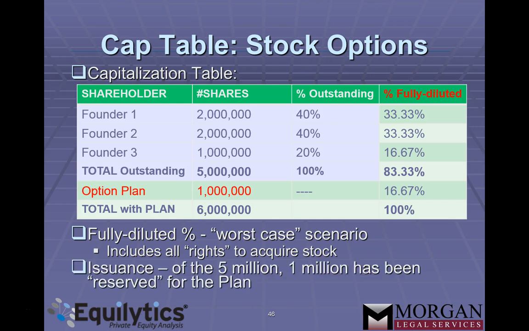So when we add in the stock option plan, looking rather at the shares that are available for the board to issue, we already have the issuance of 5 million shares outstanding. We now have reserved for the plan 1 million shares. What's left now is only 4 million shares available for the board. And on a fully diluted basis, our founders own 1/3, 1/3, and 1/6 of the stock. The plan is set aside 1/6 of the total.